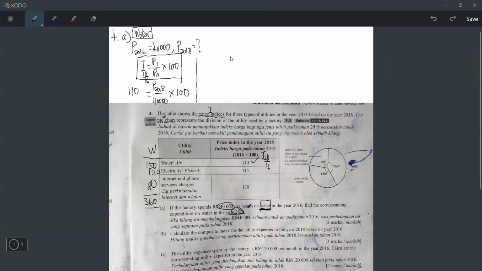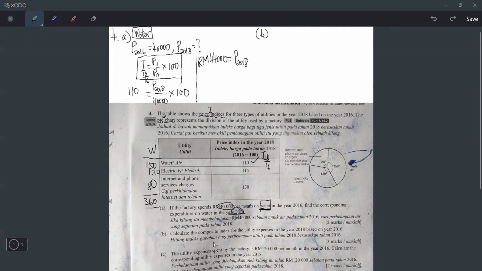So I will calculate the price in 2018. How will I calculate? First I move the 100 to become division. So 110 divided by 100 times 40,000. I will get 44,000. So RM 44,000, that's the answer. I'll go faster. I think I'm going way too slow already, so I will speed up.